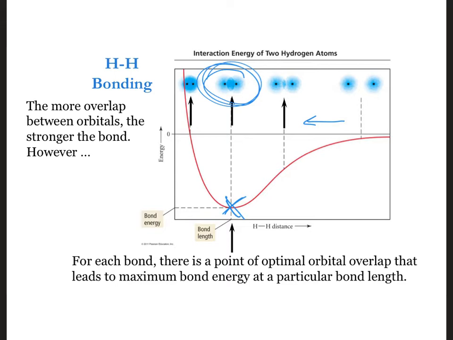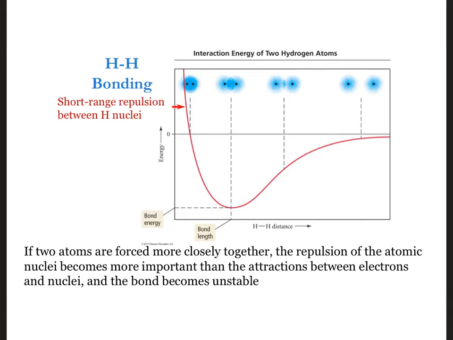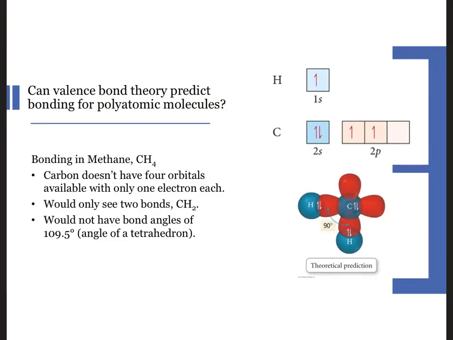So the more overlap we have between orbitals, the stronger the bond, but we can get too much of a good thing. Specifically, if the hydrogen-hydrogen nuclei get too close, we see this huge jump in the potential energy between them. And so we never stray past that bond length that we see in the hydrogen-hydrogen bond. We saw in our previous lecture that valence bond theory predicts the bonding for two-atom and sometimes even three-atom systems. But what if we get into a multi-atom system such as methane?